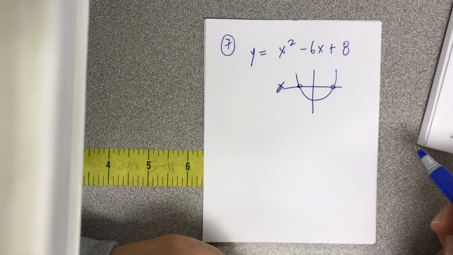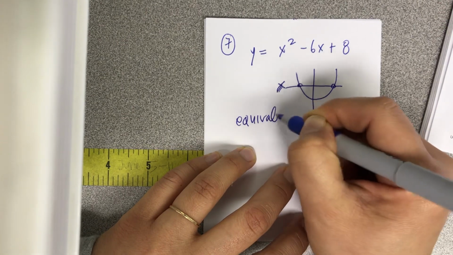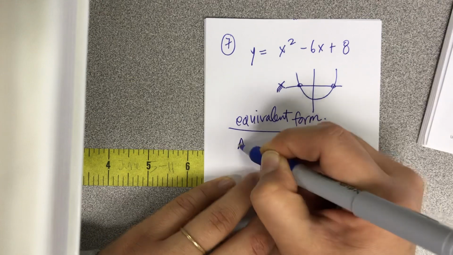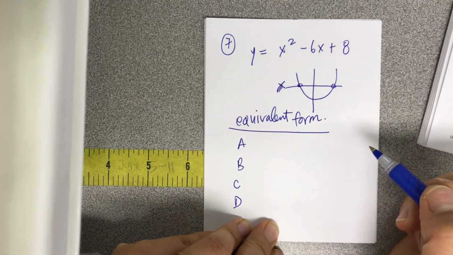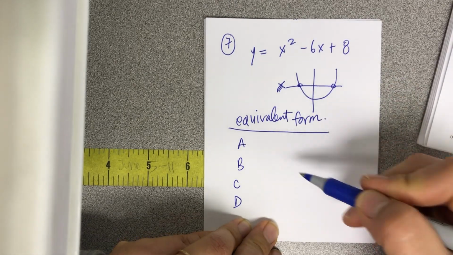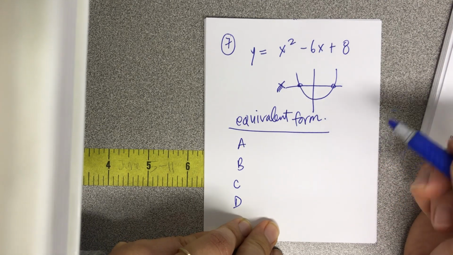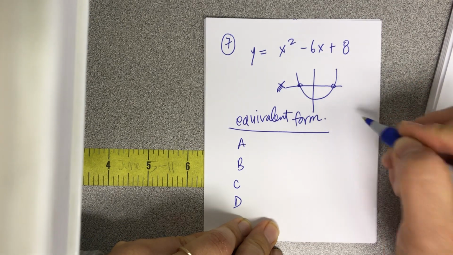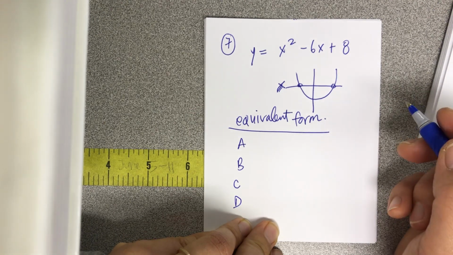Which of the following is an equivalent form? I want you to underline that word, equivalent form. Okay, one of these, A, B, C, or D, is going to be the equivalent form, and you already know what the word equivalent means. It means exactly the same. Of the equation that displays the x-intercepts of the parabola. Okay, one of my students told me about the word intercepts, that they're even telling you that there's more than one intercept of the parabola.